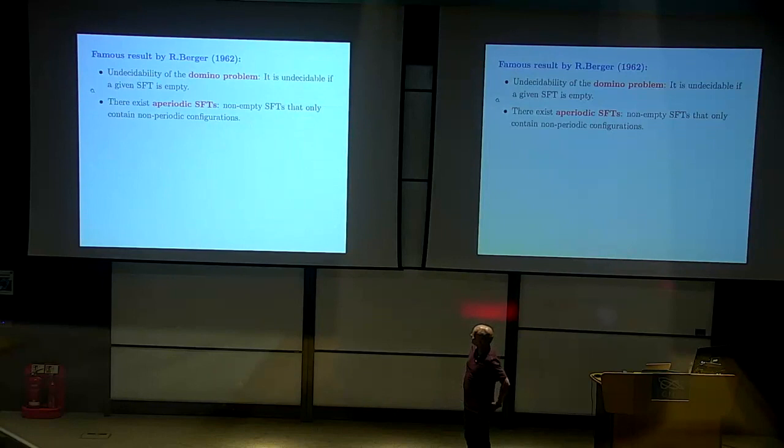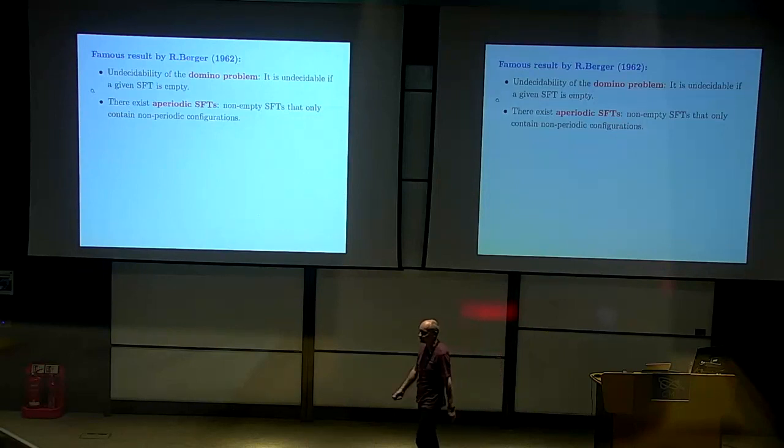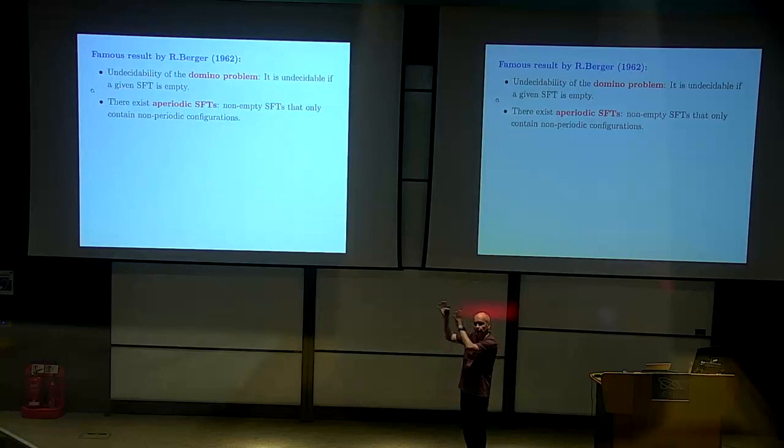Now we have seen this result by Berger many times, and we can easily state it in the language of subshifts as follows. We know that there is an aperiodic tile set, so Berger came up with 20,400 or so tiles that you can only place in a non-periodic way. Any tile set you can convert into a set of allowed patterns. There's a very straightforward conversion. They are basically the same concept.